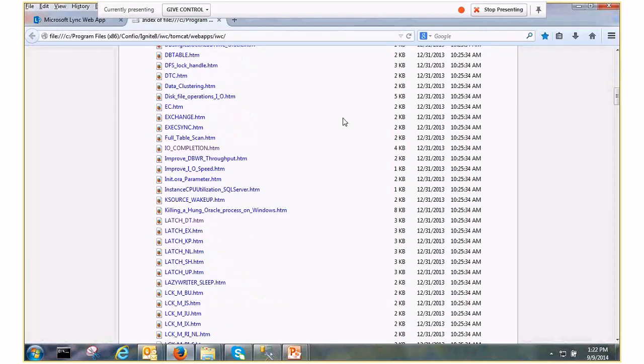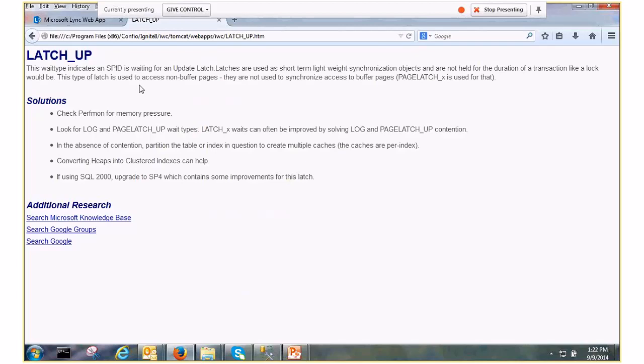Question? Jan, are there wait types related to linked servers? Because we have people that try to do joins through linked servers, and we seem to always have performance problems. I think that's usually an OLEDB wait. If you see that, it's going to be an OLEDB. Let me see if I can bring that up.